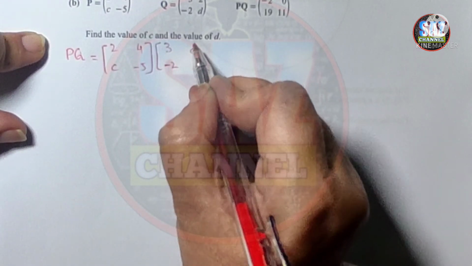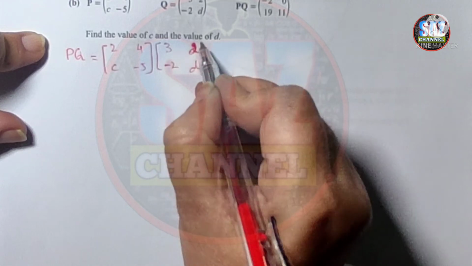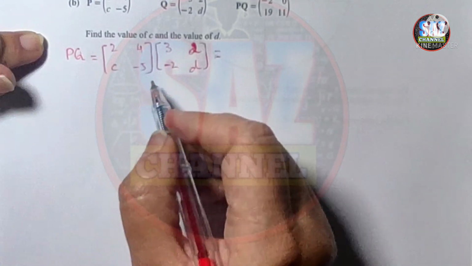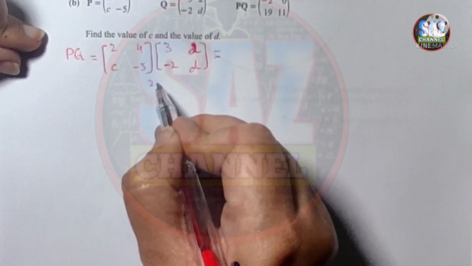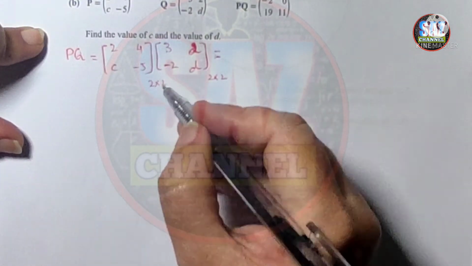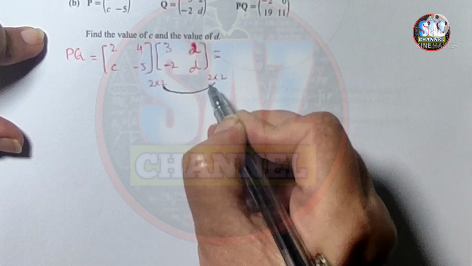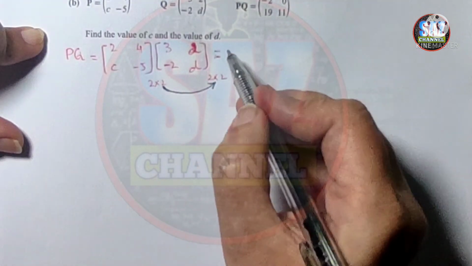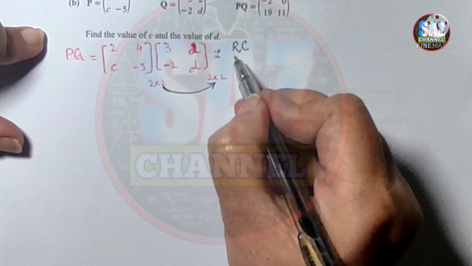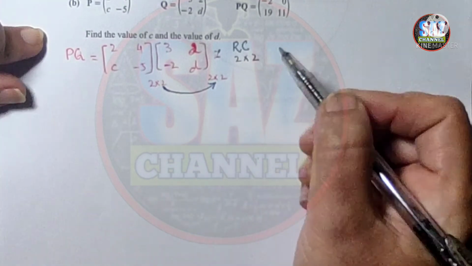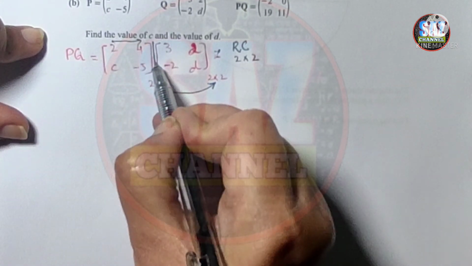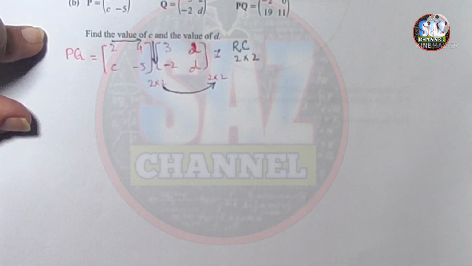and 2 and D equals to, okay. So first I will be checking whether we can multiply these two matrices or not. 2 by 2, and this is again 2 by 2. Number of columns of first are equal to the number of rows of second, so we can multiply them, and the product will have the order RC, like rows of first and columns of second, and we will be applying RC rule as well for the product of matrices. So let's multiply these two matrices carefully.